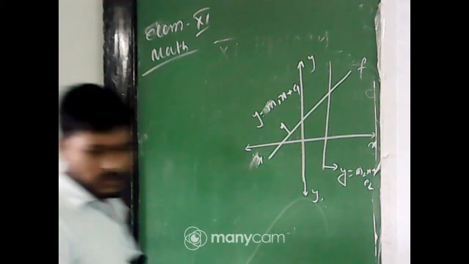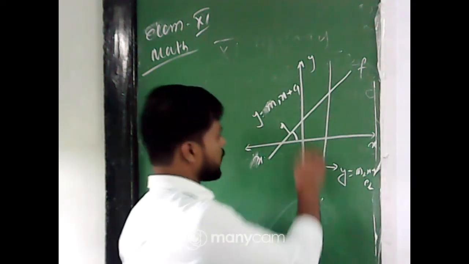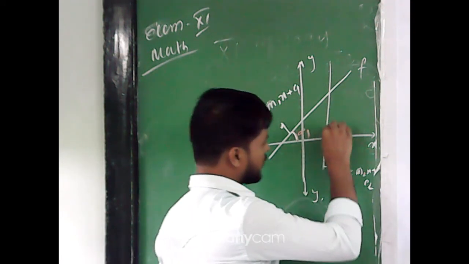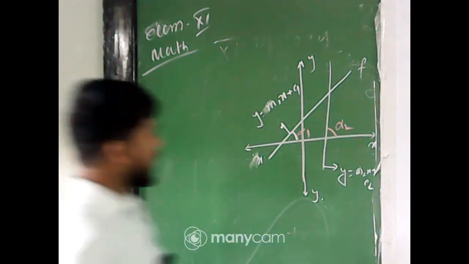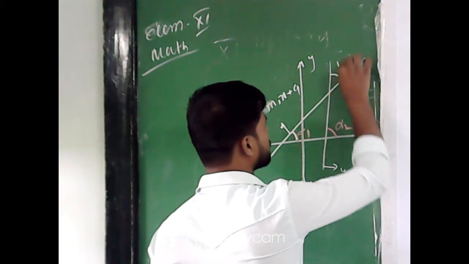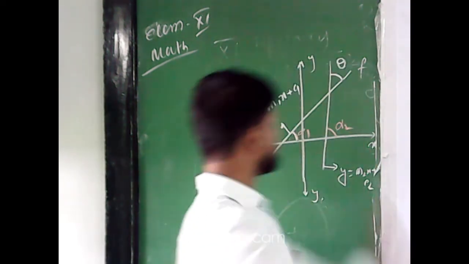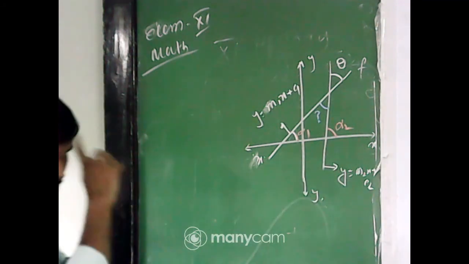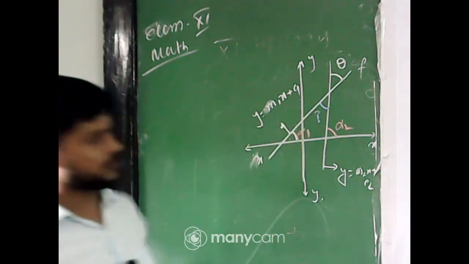Okay, let us consider alpha 1 is the angle made by the first straight line with the positive direction of x-axis. So this angle is alpha 1, and alpha 2 is the angle made by the second straight line with the positive direction of x-axis, and this angle is theta. Now the question is, can you tell me what will be the value of this angle? If this angle is theta, what is the value of this angle?